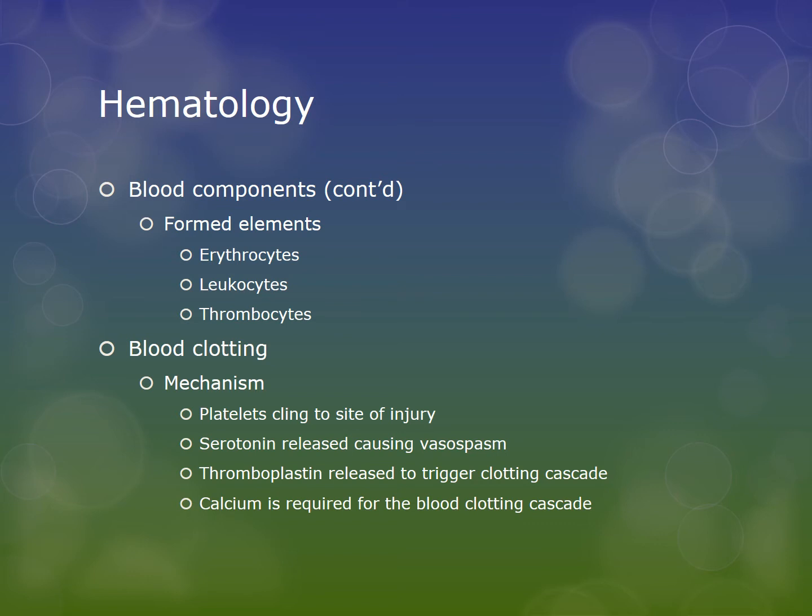So let's talk about blood clotting. Obviously you touched on this pretty much in depth in hematology, but the first thing that's going to happen is platelets are going to cling to the site of injury, and then serotonin will be released, causing some vasospasm. Thromboplastin then triggers the clotting cascade. And remember, not one, but two separate places in that clotting cascade, you need calcium.